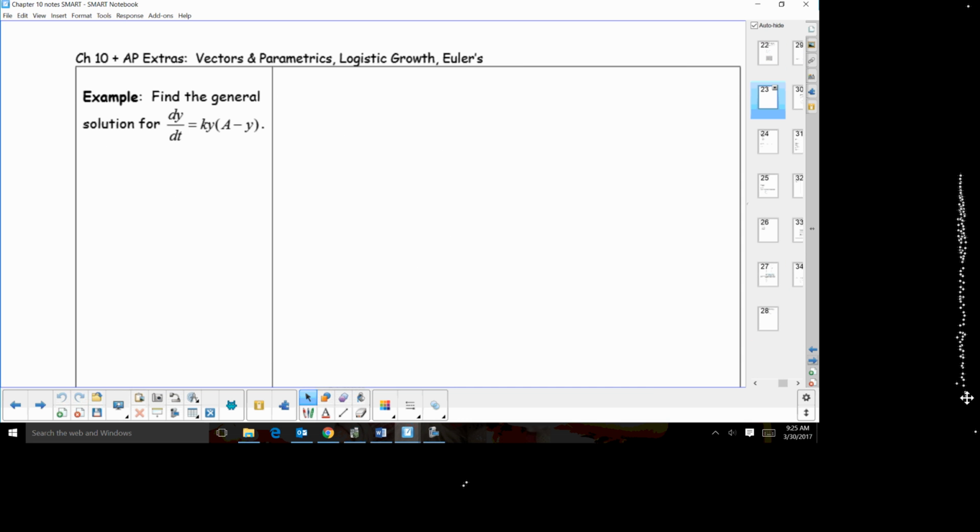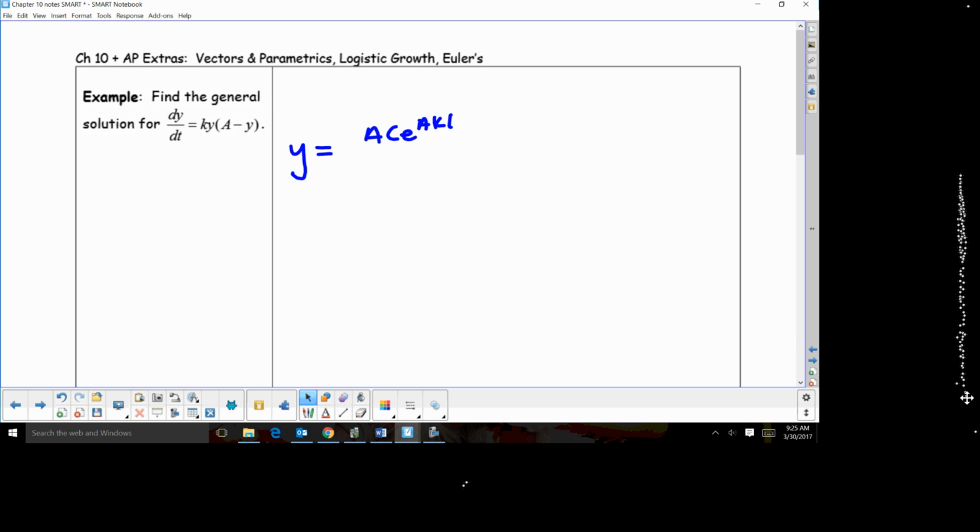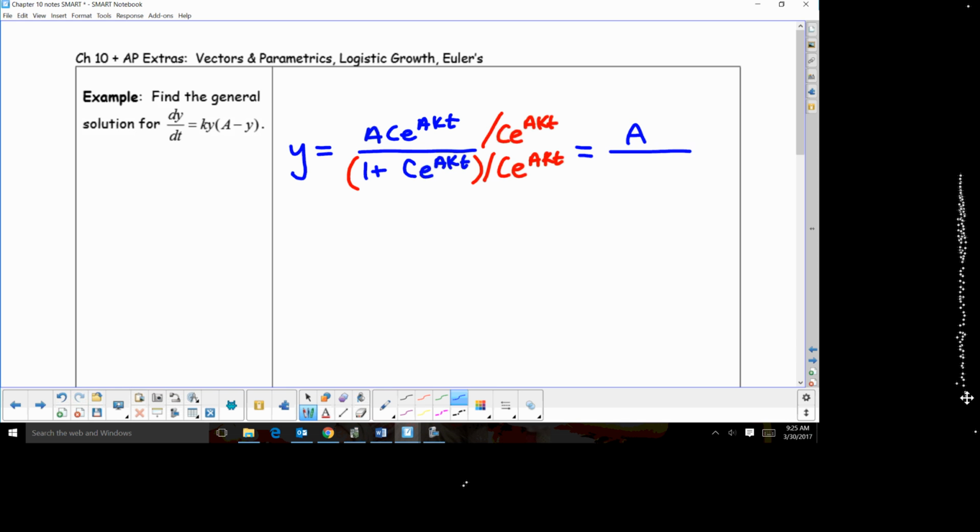Alright, so where were we? y equals ace to the akt over 1 plus ce to the akt. Okay, we said we're going to divide. Alright, so this is where we were. So this just becomes a over 1 divided by ce to the akt plus what?